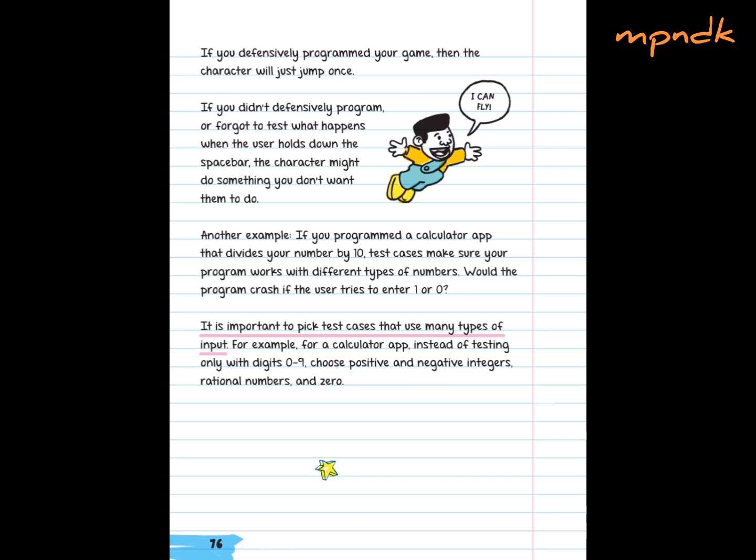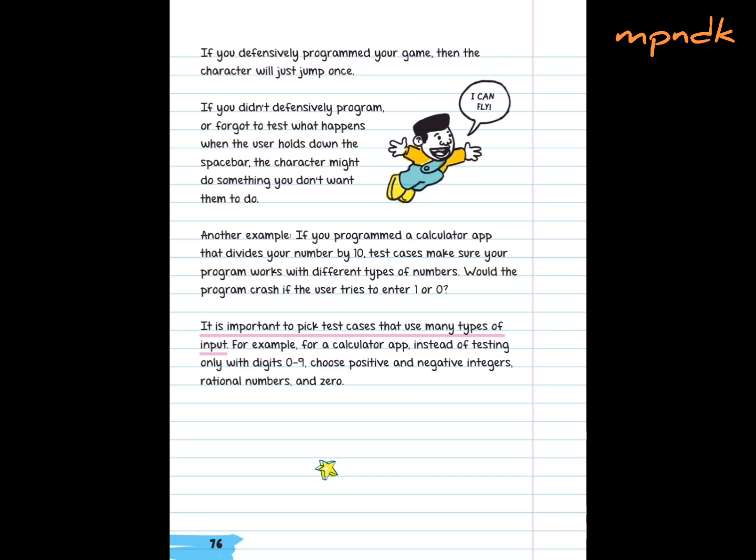Another example, if you program a calculator app that divides your number by 10, test cases make sure your program works with different types of numbers. Would the program crash if the user tries to enter 1 or 0? It is important to pick test cases that use many types of input. For example, for a calculator app, instead of testing only with digits 0 to 9, choose positive and negative integers, rational numbers, and 0.